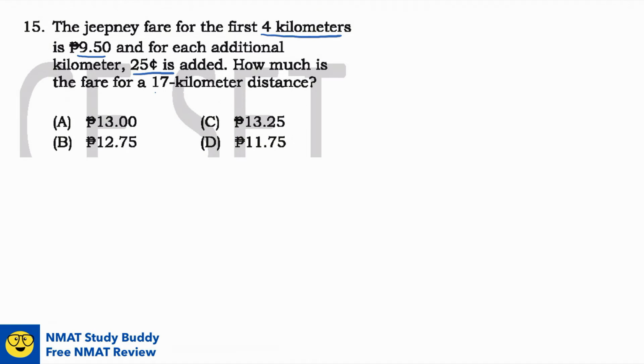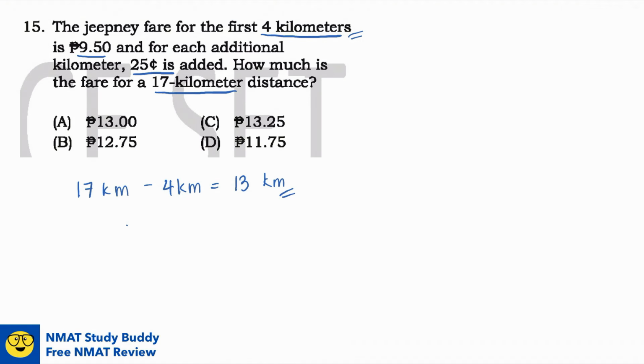So, yung tinatanong ay kung magkano yung pamasahe mo for 17-kilometer distance na travel. So, since alam mo na yung value ng 4-kilometer distance, ima-minus mo muna yan sa 17. So, 17 kilometers minus 4 kilometers is equal to 13 kilometers. And then, since ito yung sobra mong na-travel, i-multiply mo siya sa 25 cents.